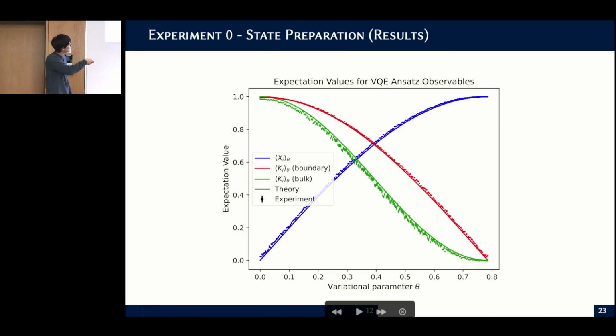Conversely, at this theta equals pi over 4 point, the cluster stabilizers are 0, while this local magnetic field approaches 1.